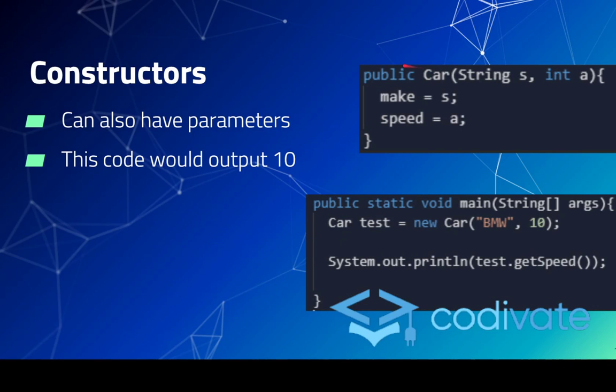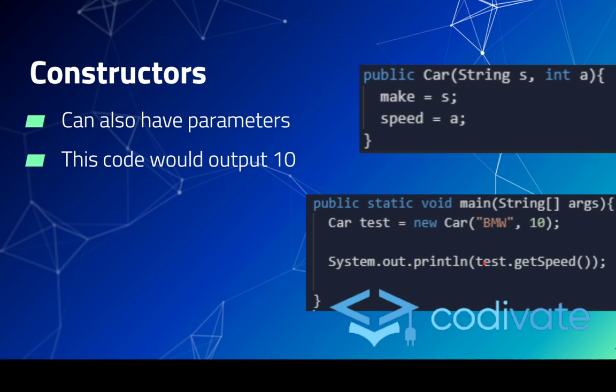You can also put parameters in your constructors. So I have a string s and an int a, right? This should say model, not make, but it doesn't really matter. So you have a string s and an int a that you're plugging into the constructor, and then the constructor makes an object, and after it makes an object, it's going to set its instance variables to s and a. So here's an example of actually using that in the main method. I would say car test equals new car BMW 10.